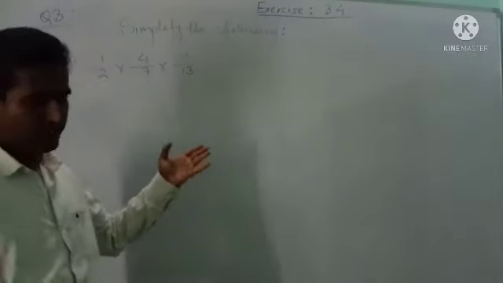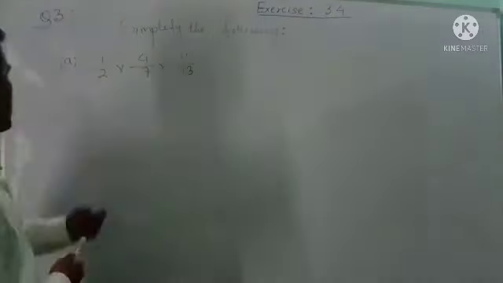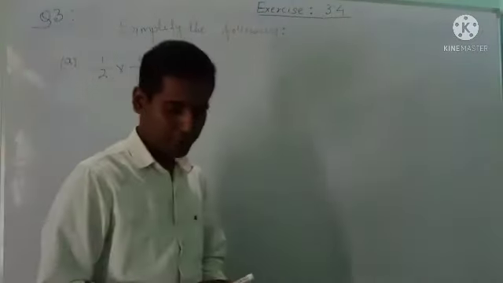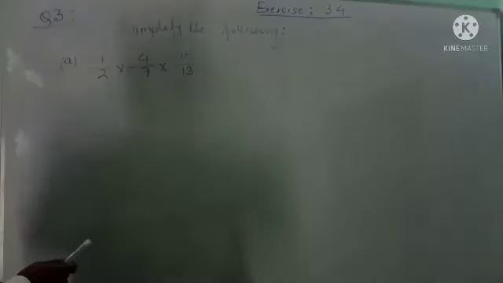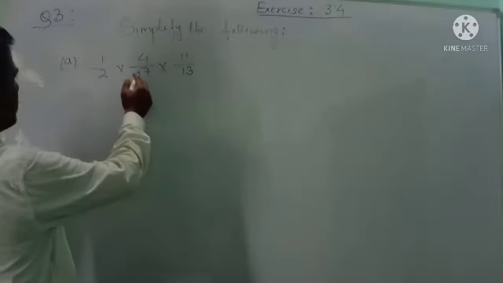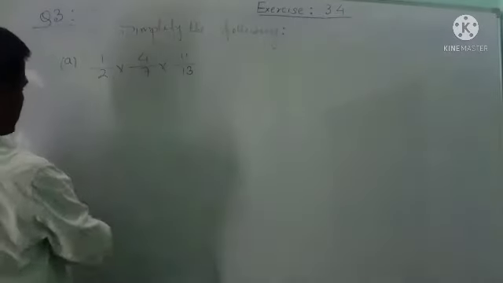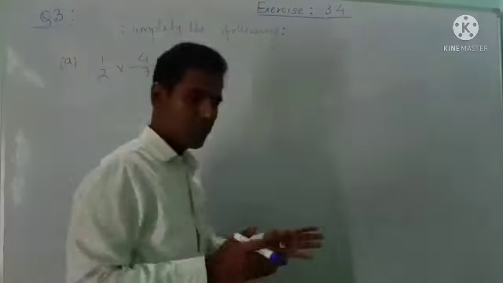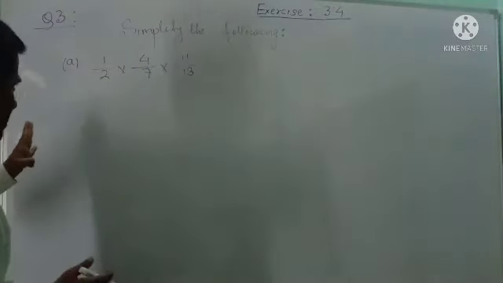This class is a continuation of exercise 3.4, and here question number 3 has been picked up for you. Question number 3: simplify the following. Sub question A is a very simple question: 1 by 2 into 4 by 7 into 11 by 13. So simplify. Here, for the sign of operation, we don't have plus or minus, only the multiplication sign.